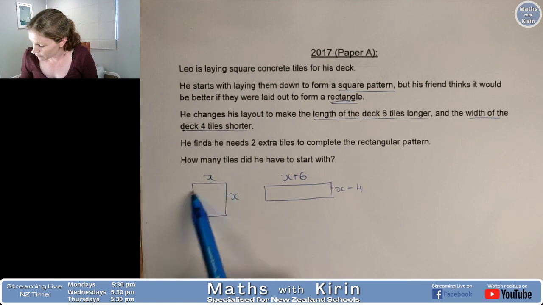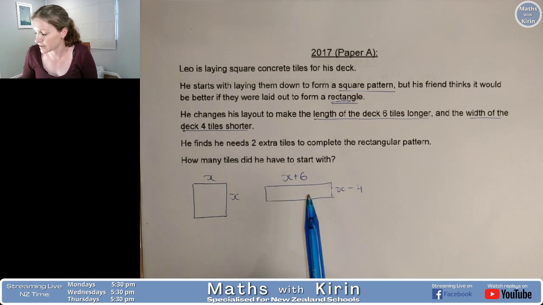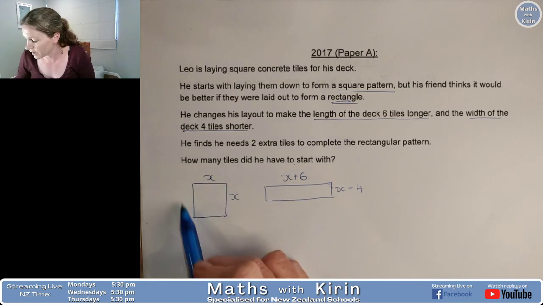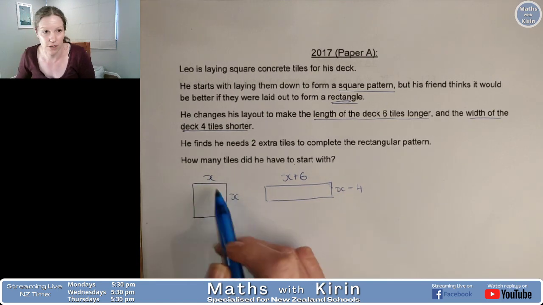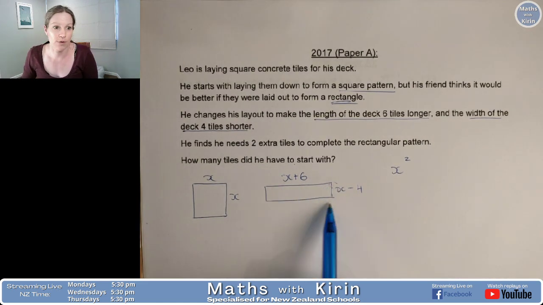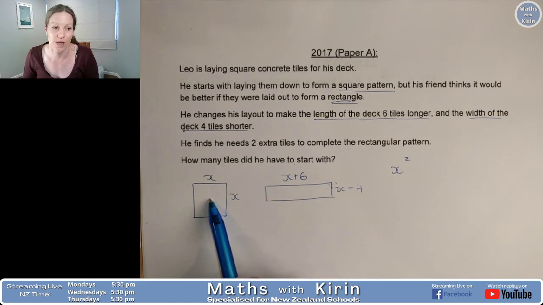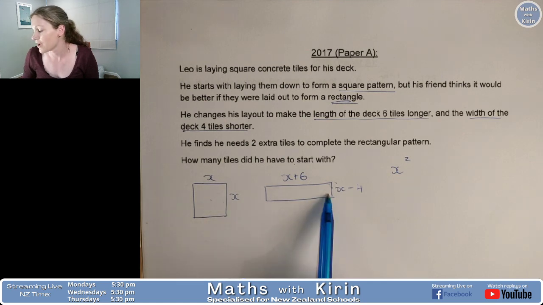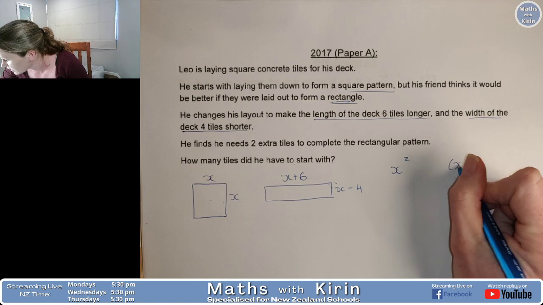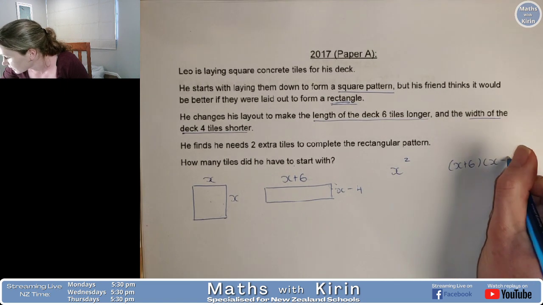So the number of tiles here is the same as the number of tiles here, except this has 2 extra. So if we think about the number of tiles, the number of tiles for a square is x times x, which is x squared. The number of tiles for a rectangle is base times height. So we've got x plus 6 times x minus 4.